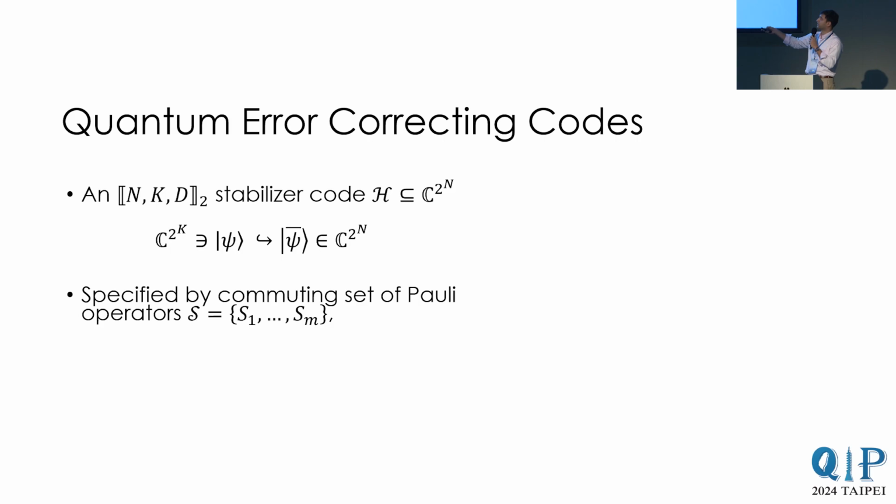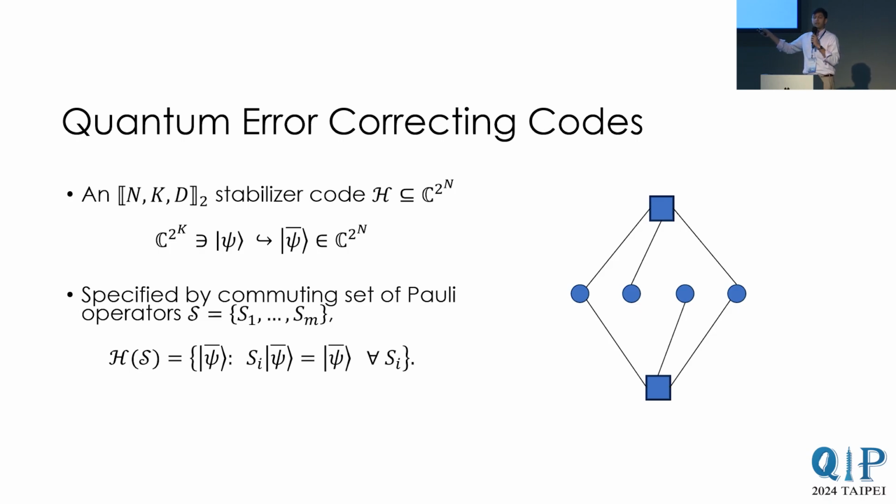And how do we specify this code? We do so using m independent Pauli operators that also commute. And I specify my code space as a function of this set of operators. All of my states in my code space are left invariant under the action of these stabilizer generators.